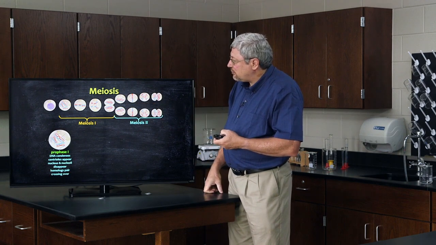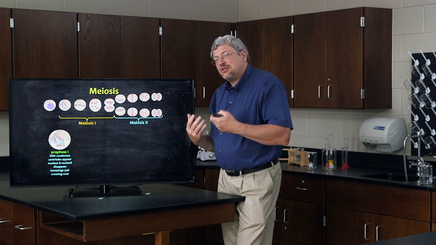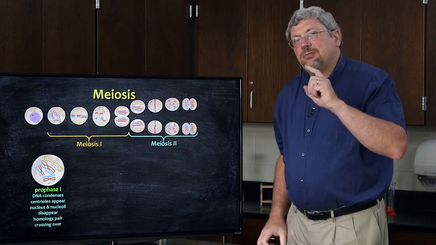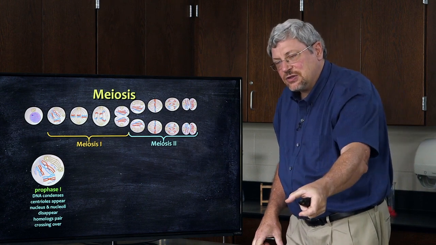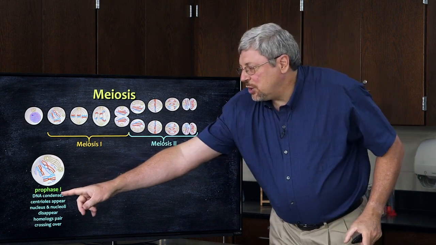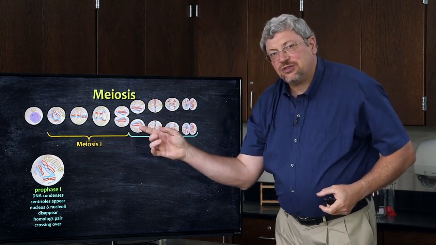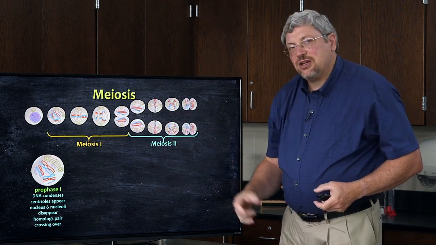So let's take a look at what's going on here. First of all, we name the phases of meiosis very similarly to how we name the phases of mitosis. We begin with a prophase, except that if we only said prophase, that would suggest that it's mitosis. We say prophase 1, that indicates that we're in the process of meiosis 1, and we're going to have a prophase 2, that will indicate we're in meiosis 2.